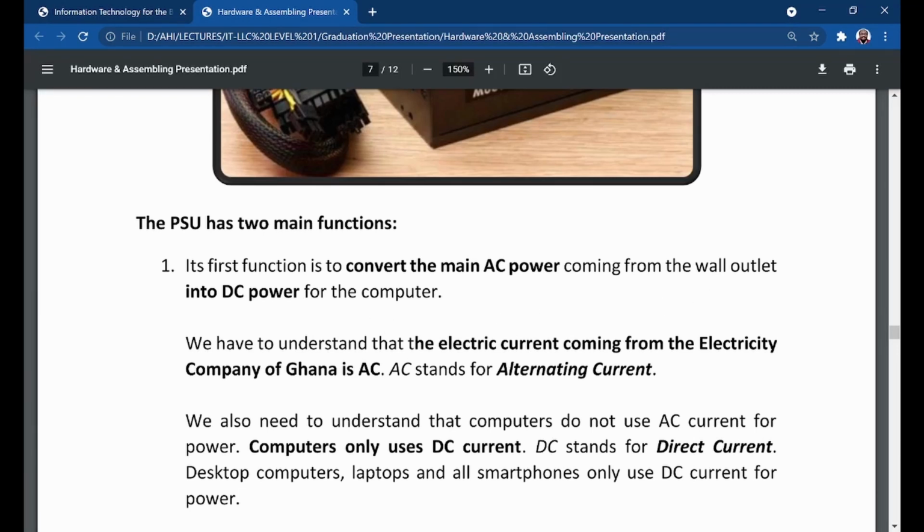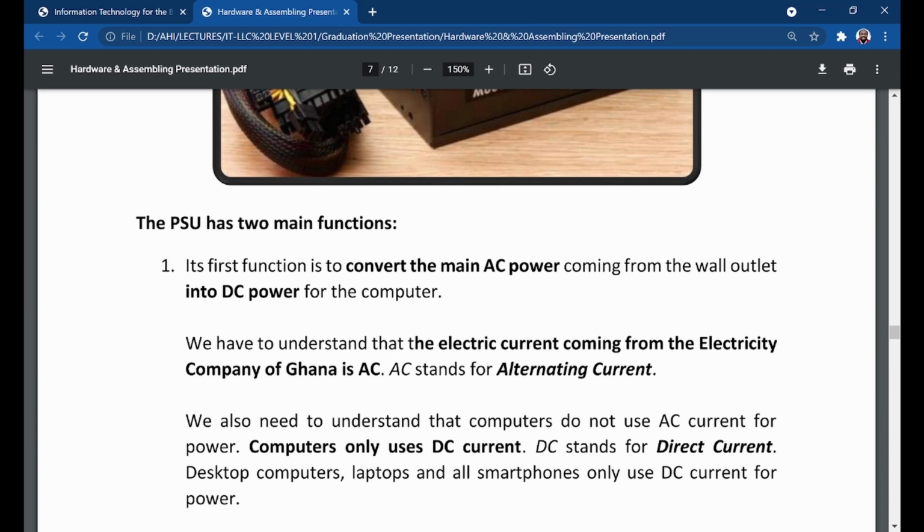The first function of the power supply unit is to convert main AC power coming from the wall outlets into DC power for the computer. What I'm telling you is that computers do not use AC. Just take it that way. Computers use what? DC. And what you also have to understand is that electricity coming to the computer is in AC. So what can we do?